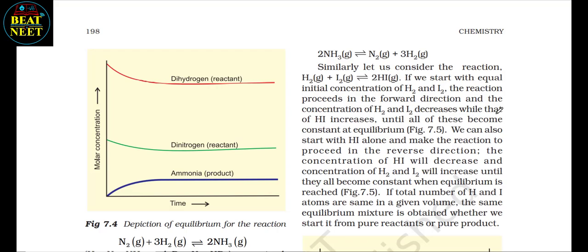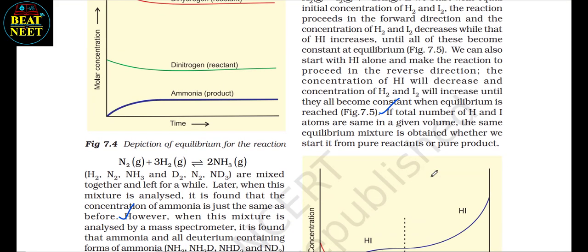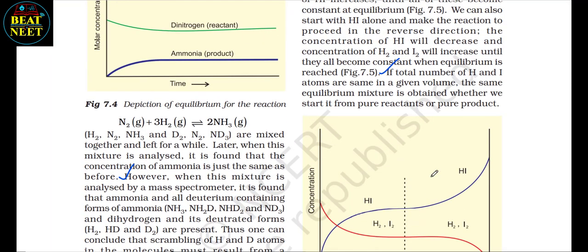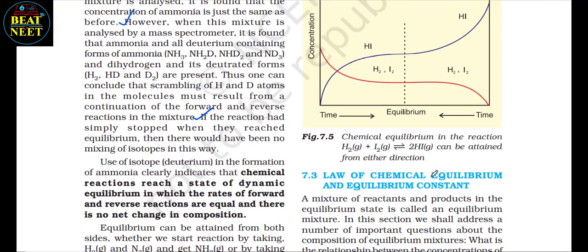We can also start with HI alone and make the reaction proceed in the reverse direction. The concentration of HI will increase, and the concentrations of H2 and I2 will increase until they all become constant when equilibrium is reached, figure 7.5. If the total number of H and I atoms is the same in a given volume, the same equilibrium mixture is obtained whether we start from pure reactants or pure products.